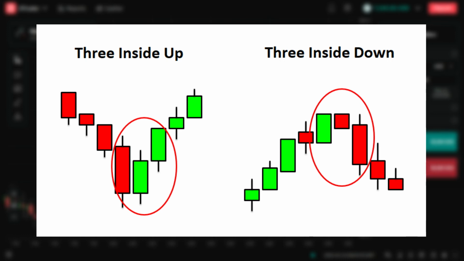To determine the optimum time to exit a trade, you can utilize other methods such as technical indicators, a trailing stop loss, or a different candlestick pattern.